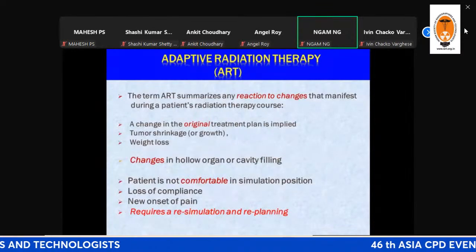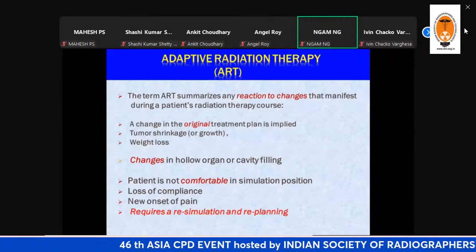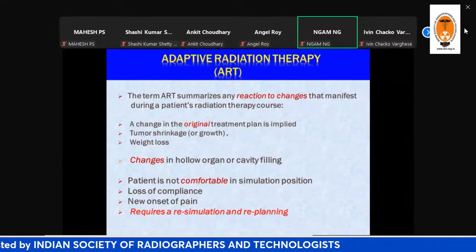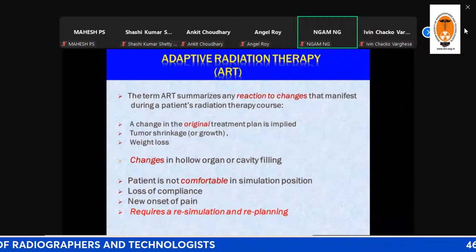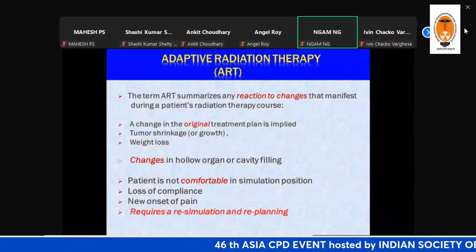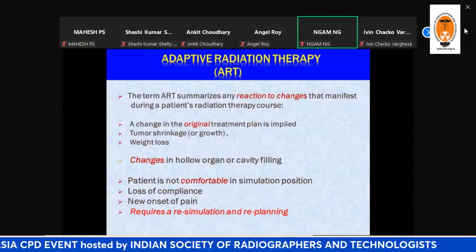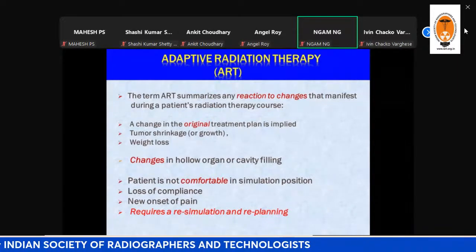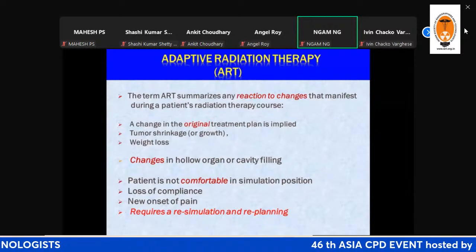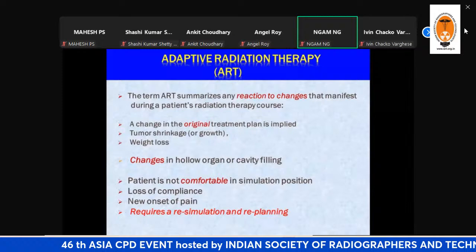So the term adaptive radiotherapy summarizes any reaction to changes that manifest during a patient's radiation therapy course. A change in the original treatment plan is implied. There could be tumor shrinkage, and there could be tumor growth also, and maybe weight loss in the patients. So you have to take the appropriate decision. And there can be changes in hollow organ or cavity filling, that means there could be a pleural effusion, seroma in the case of the breast, and gas or rectal filling. These changes can push the PTV to different areas, so that we are irradiating unnecessary normal structures and missing the tumor.